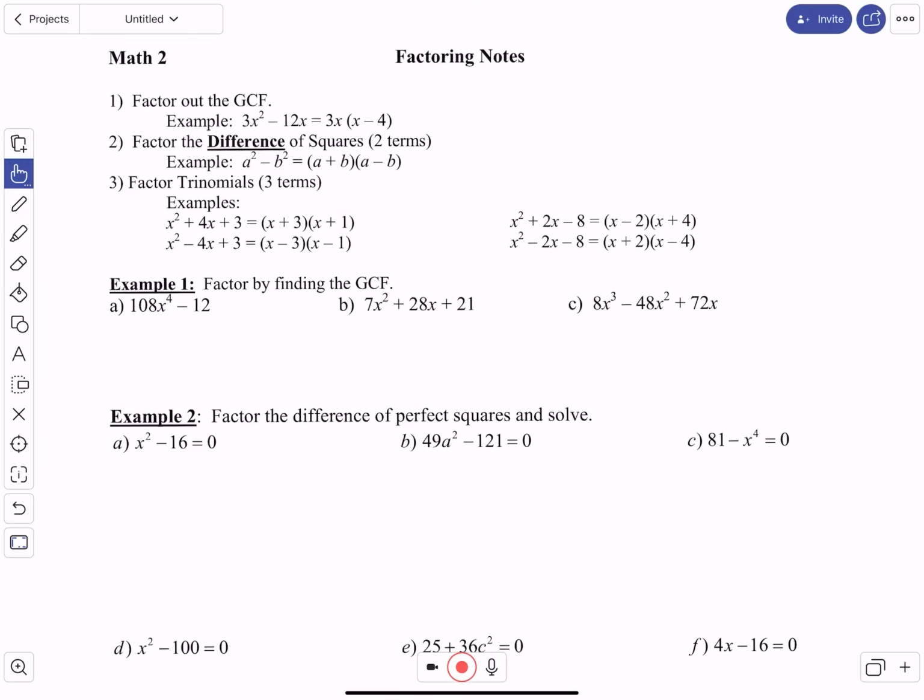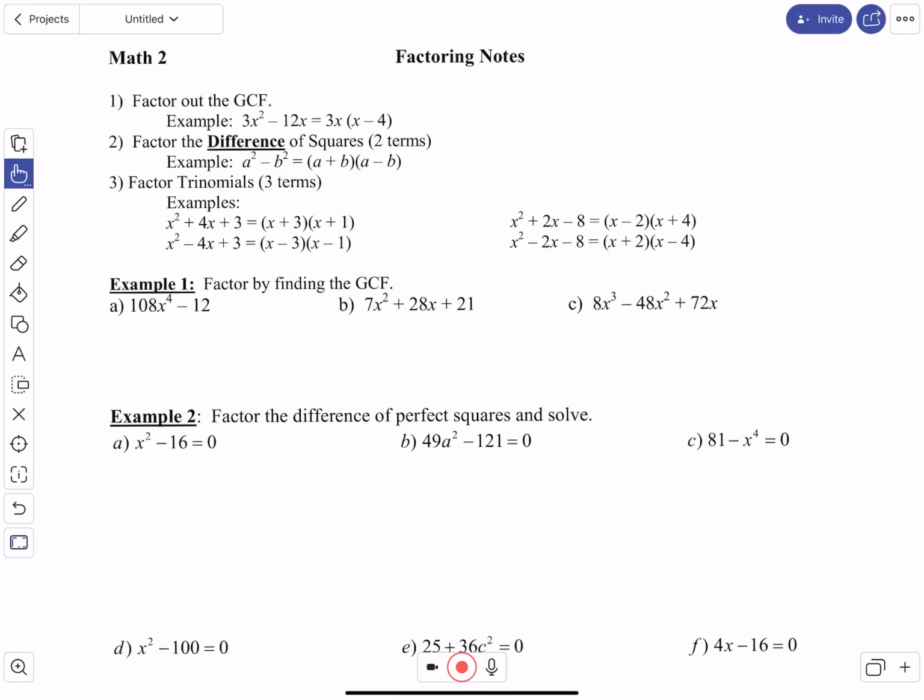Part 1. All right, these are the steps, the order that you want to look for factoring. So the first thing that's listed up here is factoring out the GCF. You always want to look for GCF first. Always look for a number or a variable that you can pull out of all of your terms. The second thing you want to look for is factoring out a difference of squares.